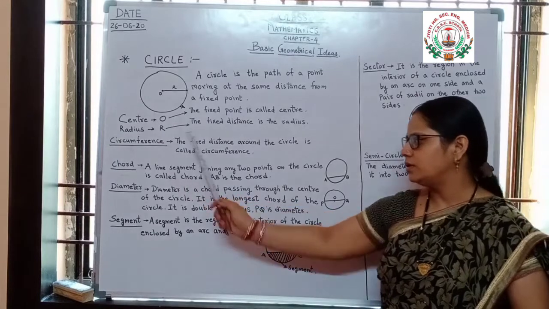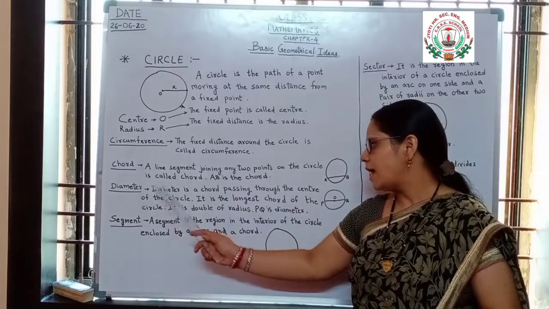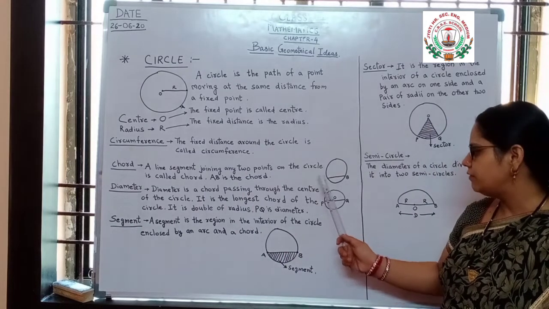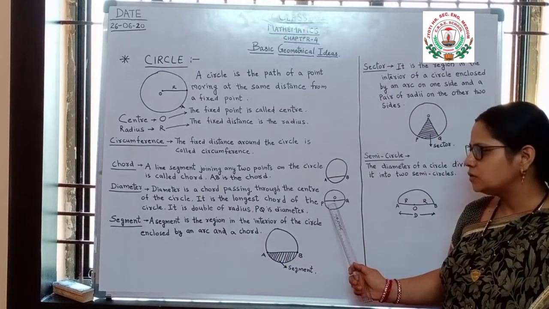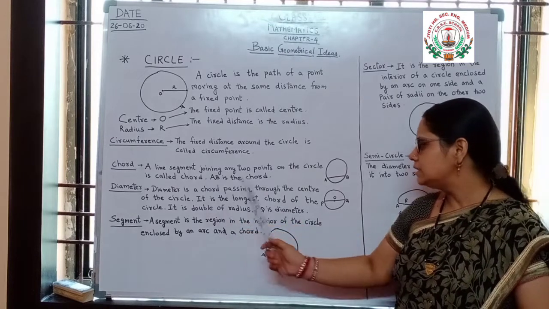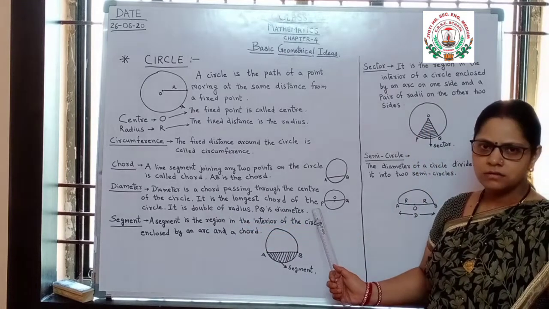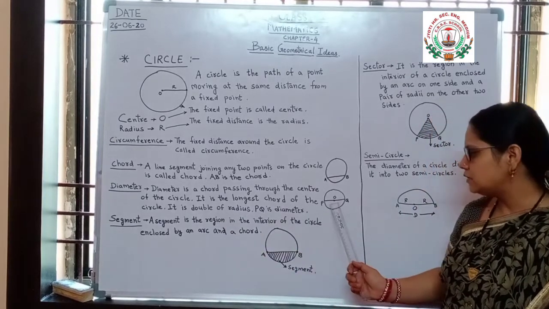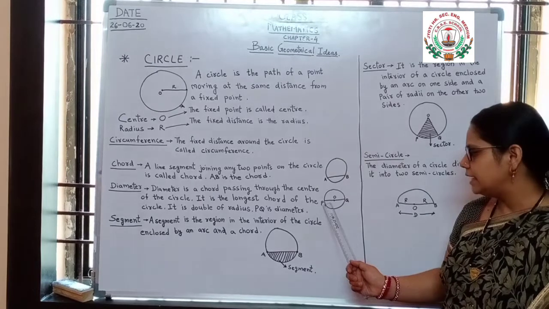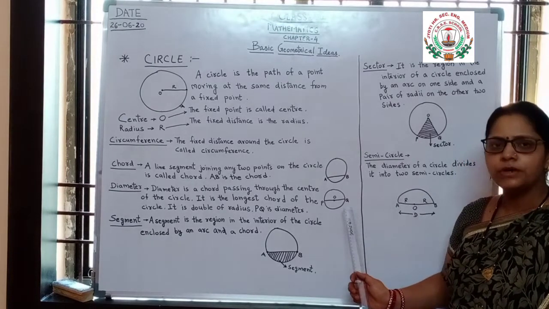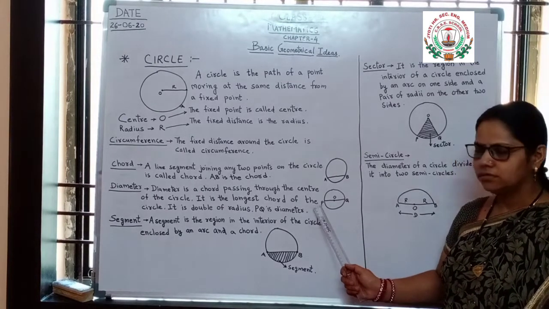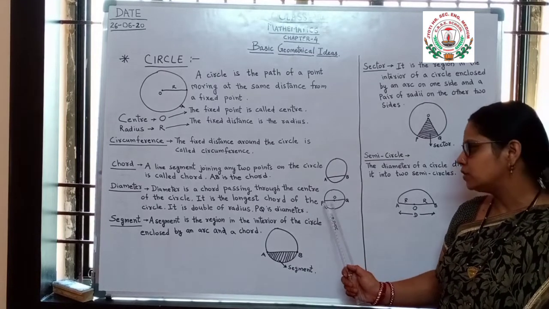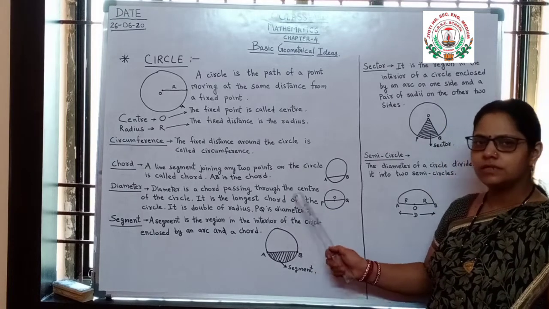Diameter. Diameter is the chord passing through the center. If a chord is passing through the center, it is called a diameter. It is the longest chord of the circle, and it is also double the radius. Like in this figure, O is the center and P and Q are two points on the circle, therefore it is called a chord. Since it is passing through the center, it is called a diameter, and also it is double the radius.